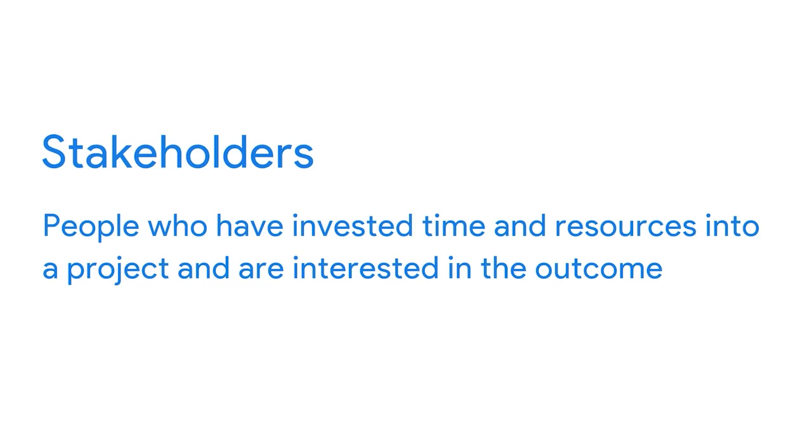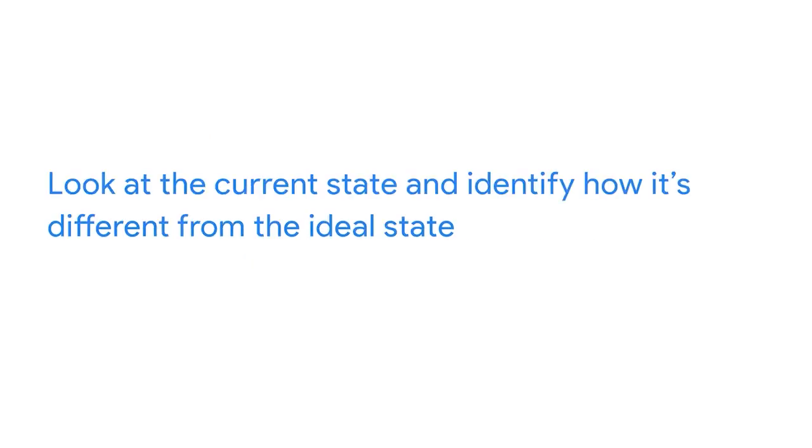Let's break that down. First, defining a problem means you look at the current state and identify how it's different from the ideal state. Usually, there's an obstacle we need to get rid of or something wrong that needs to be fixed. For instance, a sports arena might want to reduce the time fans spend waiting in the ticket line. The obstacle is figuring out how to get the customers to their seats more quickly.